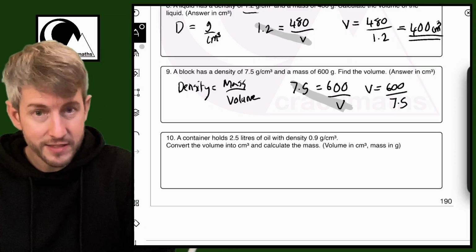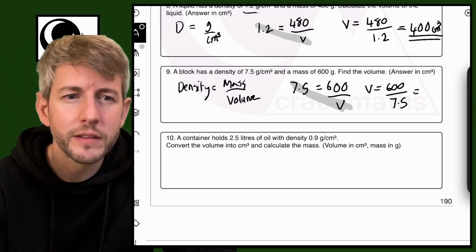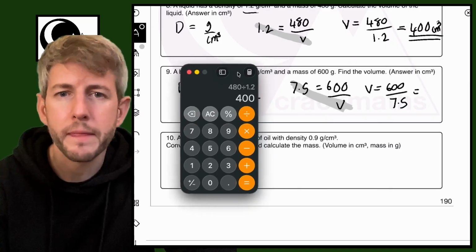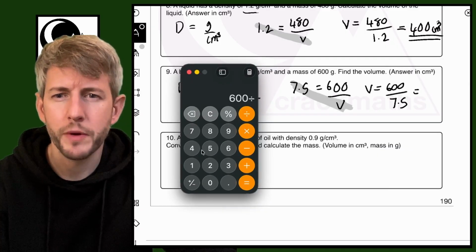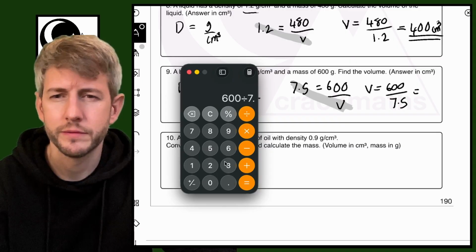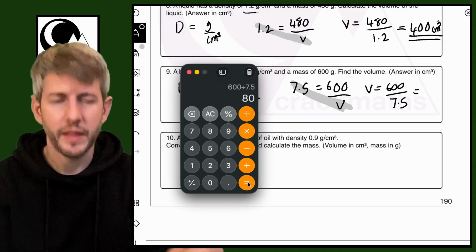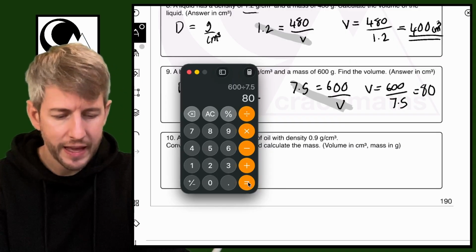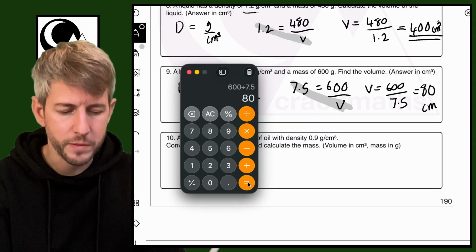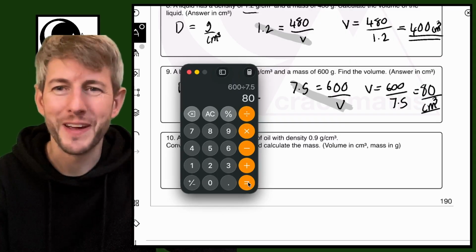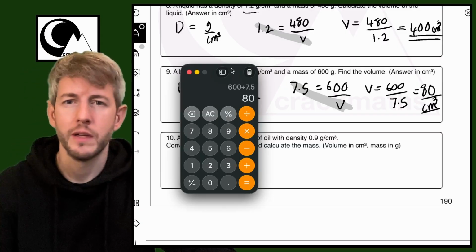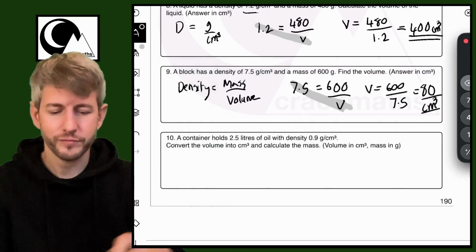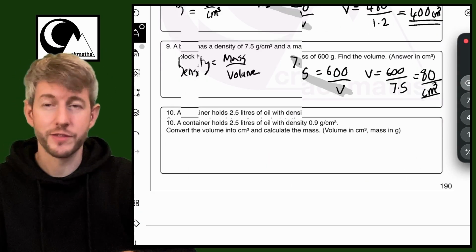Okay, and let's do that again on the calculator. So here we go. 600 divided by 7.5, and that equals 80. And that is centimetres cubed. Okay, I kind of ran out of space there. Sorry about that. Okay, so let's move that there. Let's have a look at question 10.